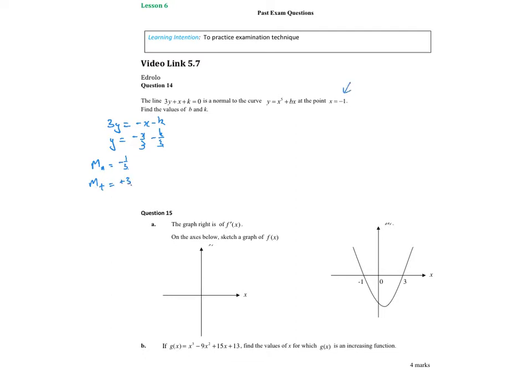So that means at x equal to -1, which is the point in question, dy dx has to equal +3. So dy dx is given by 5x to the 4 plus b. At x equal to -1, I get +5 plus b, and that has to equal 3. Therefore, b equals -2. So we've got the b value.